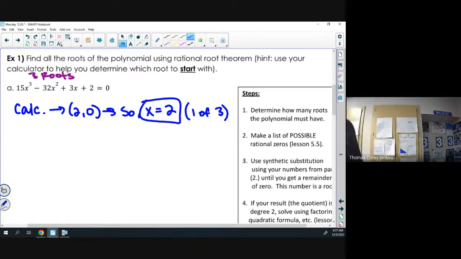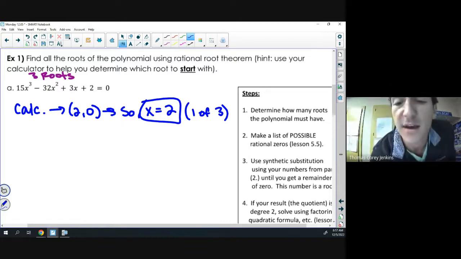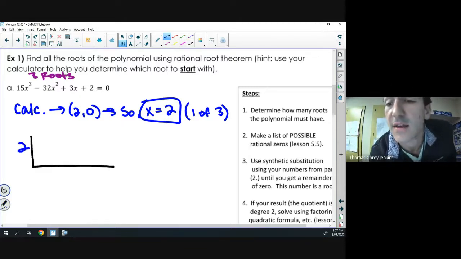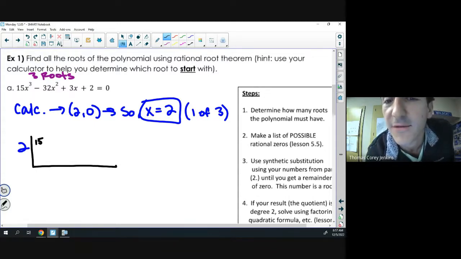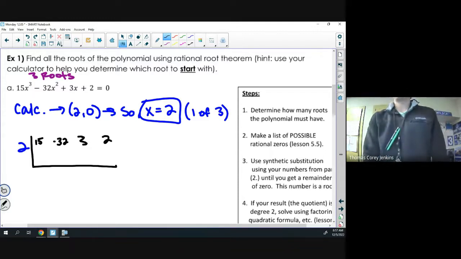Okay, one way that we can start to pare down that cubic, knowing that we have a solution of x equals 2, is to use synthetic division. So that's what I would recommend doing from there. So let's divide the solution 2 into the polynomial 15x cubed minus 32x squared plus 3x plus 2.